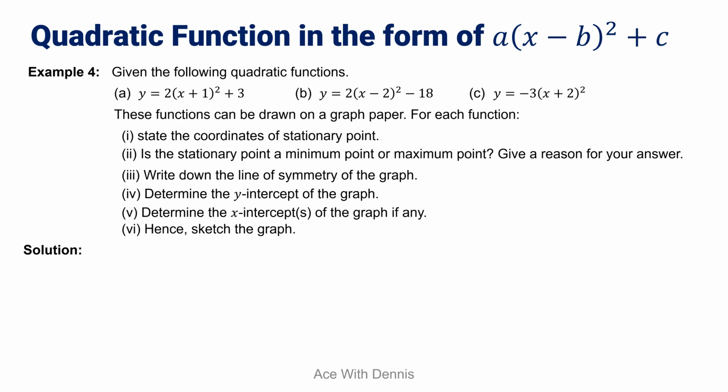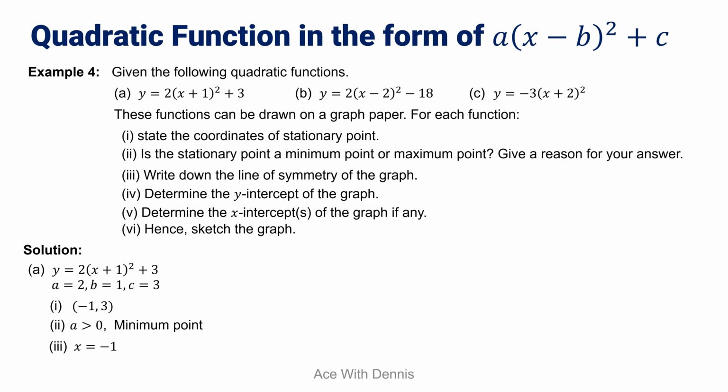So here's the solution. We will answer all these questions for each of the quadratic functions. For a, y equals 2 bracket x plus 1 square plus 3. From this equation, a is 2, b is 1, and c is 3. So for number 1, the coordinates of the stationary point will be (negative 1, 3). Number 2, since a is a positive number, it will be a minimum point. Number 3, the line of symmetry will be x equals negative 1.